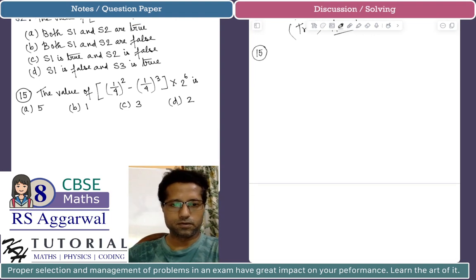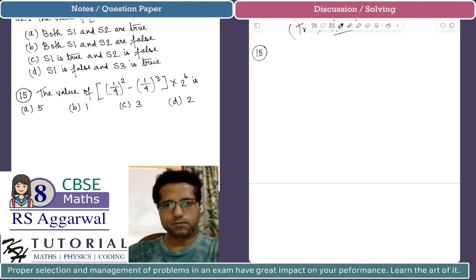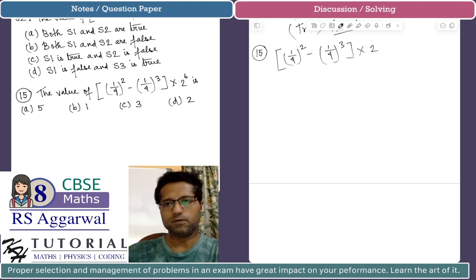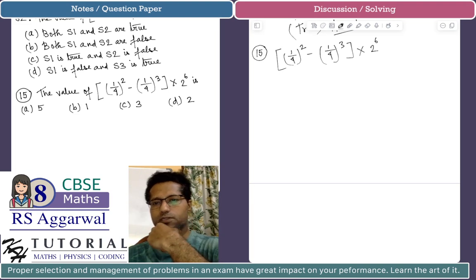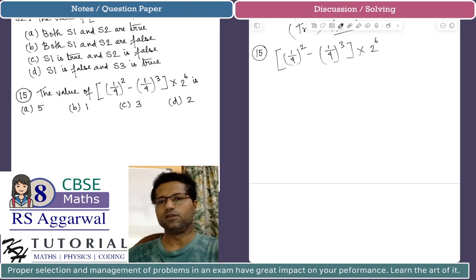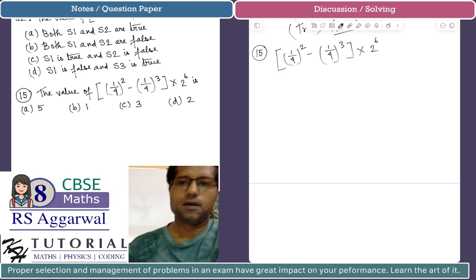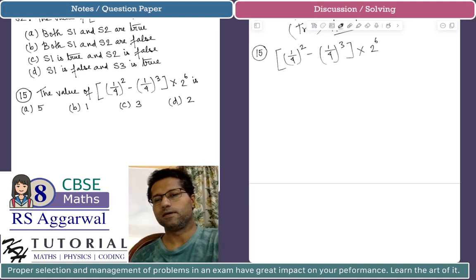The value of, okay, so it's a simplification problem. The value of (1/4)^2 minus (1/4)^3, this whole multiplied by 2 to the power 6. Now in this problem, you might be simplifying the value inside the square bracket first, and then you will multiply it by 2 to the power 6. But when you try to simplify the division of the two exponents, it will take some time.